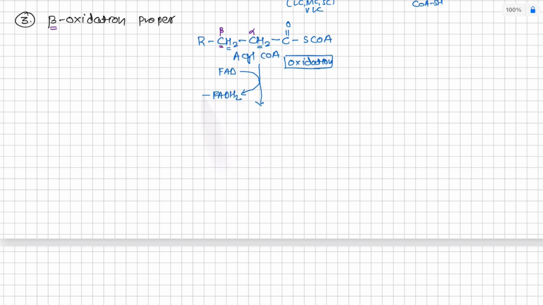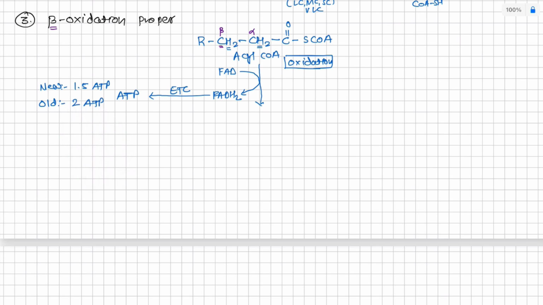This FADH2 further undergoes the electron transport chain and can generate ATP. Now, how many ATPs are generated from FADH2? As per new literature, 1.5 ATPs are generated. But if you are reading an old book, as per old literature, it can generate 2 ATP.